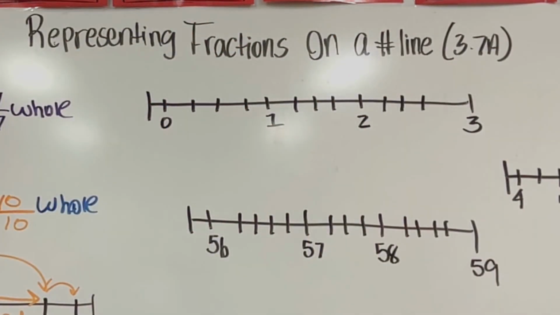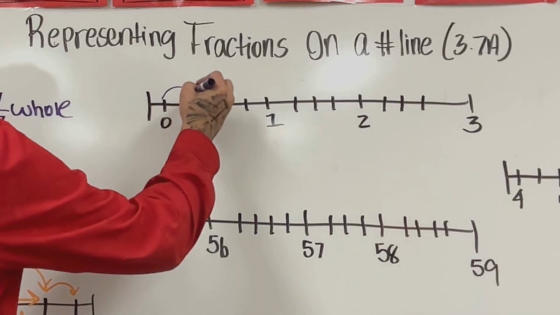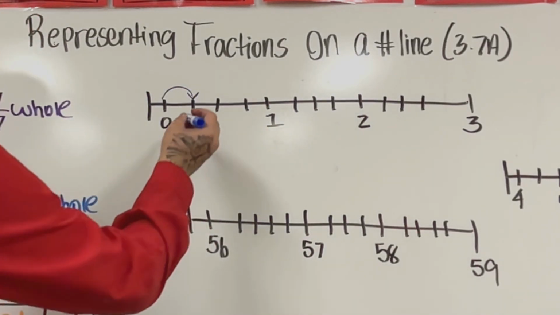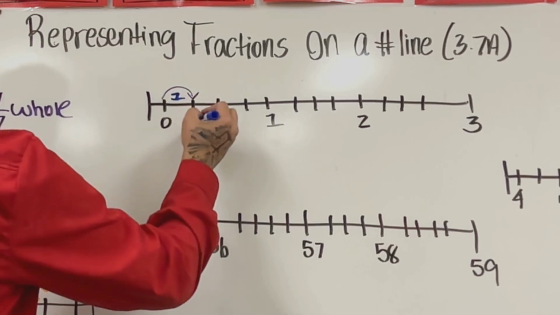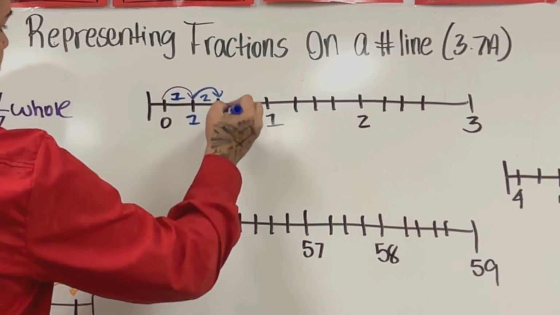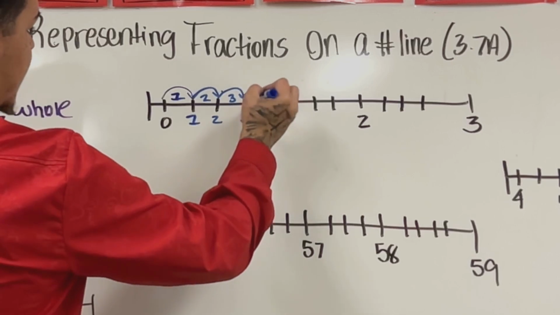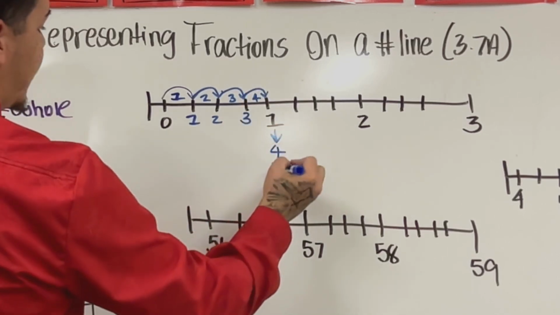What I like to do is identify my parts, just like we've been doing. Remember, anything that comes before 1 is just a normal fraction. So in this case, this is 1, 2, 3, and then guess what? This 1 makes 4. So our whole here will be 4 over 4.